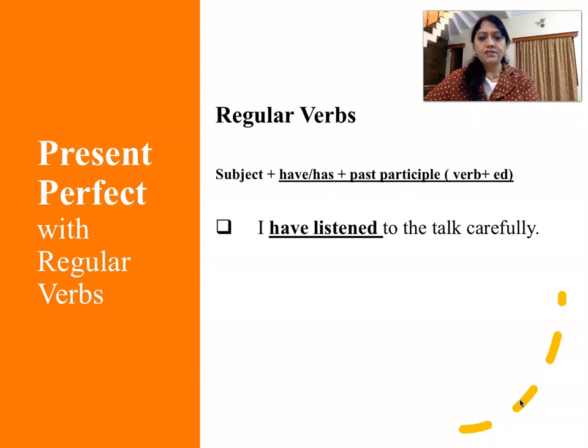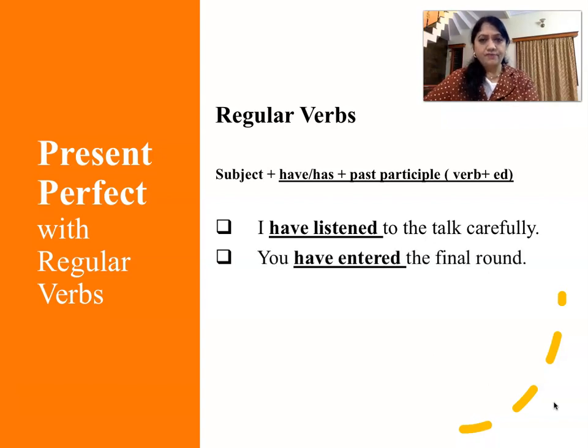I have listened to the talk carefully. Now can you tell me which is the base form of the verb listened? Yes, it is listen. Past tense of listen, listened. Past participle of listen is also listened. So this is where the confusion arises. But remember that in present perfect tense, we make use of the third form of the verb, which is always accompanied by an auxiliary verb, that is have or has.